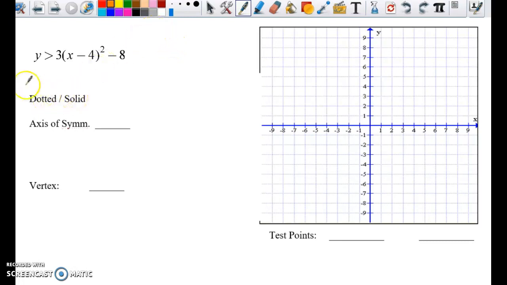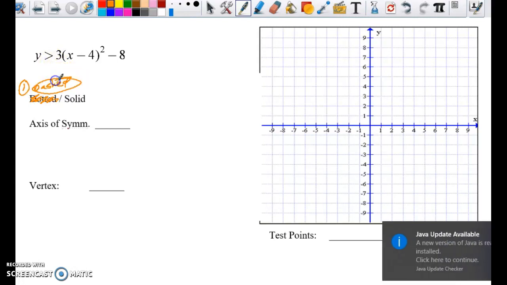The first step is to choose whether the graph is dashed or solid. I know I used dashed in class. Instead of dashed, I wrote dotted on this note sheet. You need to check whether this is dotted, dashed, or solid, and it's dashed because there's no equality underneath the inequality sign, so we'll say it's dashed, or in other words, dotted.